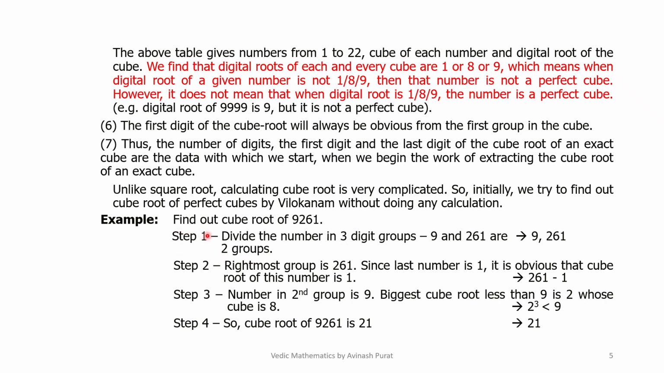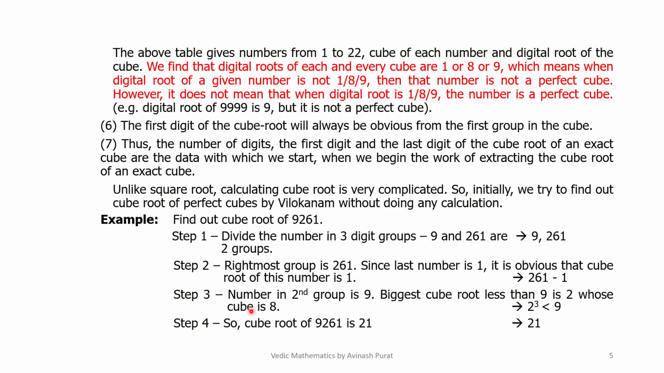Example, find out cube root of 9261. Step 1. Divide the number in 3-digit groups, that is 9 and 261, two groups. Step 2. Rightmost group is 261. Since last number is 1, it is obvious that cube root of this number is 1. So cube root is 1.